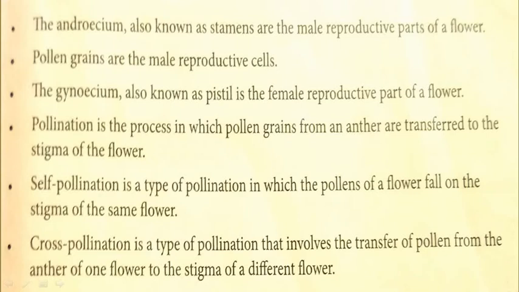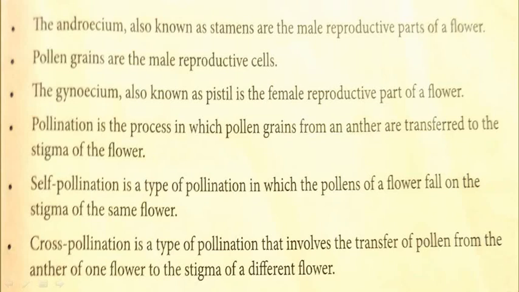Gynoecium, which is made up of pistils, is known as the female reproductive part of the flower, and that has stigma, style and ovary, and the ovary produces the ovules, and the ovules are the female reproductive cells. And after fertilization, that ovary converts into fruit and the ovules convert into seeds, which produce the new plant. That is why the flower is known as the reproductive part of a plant.